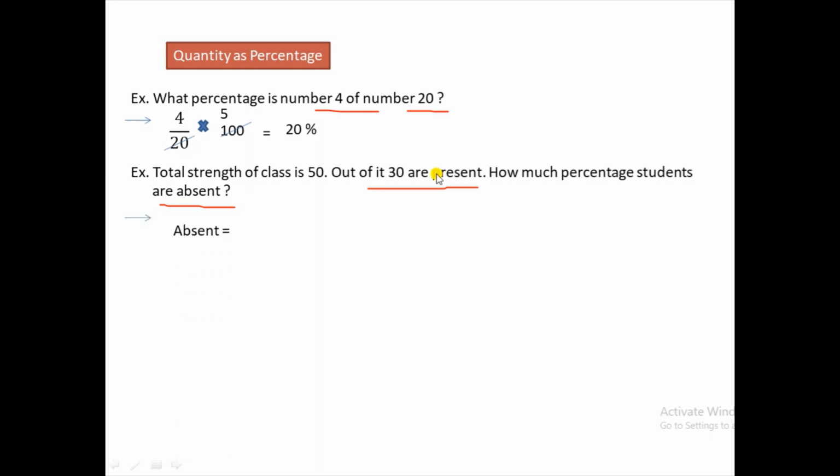Okay, so again this question can be solved in two ways. Present students are 30, so absent are going to be total minus present. So total students are 50 minus present are 30, so absent students are going to be 20. So 20 students are absent out of 50.